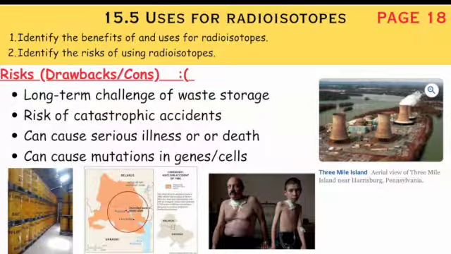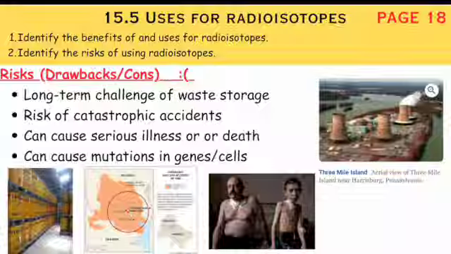Okay, now about the risks. Radiation is incredibly powerful, which means it carries heavy risks. First is the long-term challenge of waste storage. When a nuclear power plant uses up its uranium fuel, that fuel doesn't just stop being dangerous, it remains highly radioactive. Because elements like plutonium have half-lives of tens of thousands of years, we have to find places to store this toxic waste safely for hundreds of thousands of years without it leaking into the water supply.